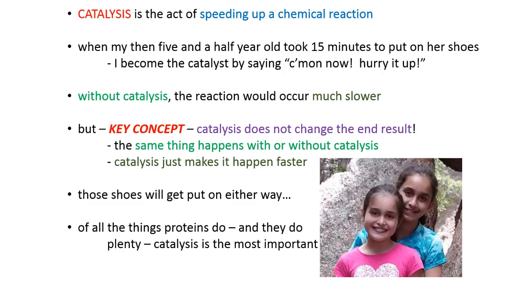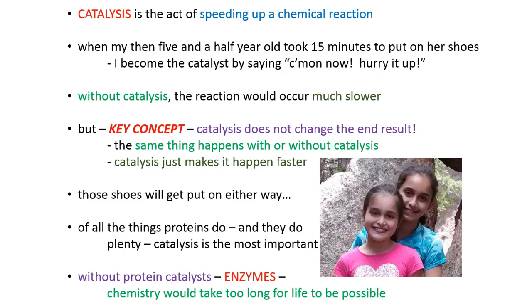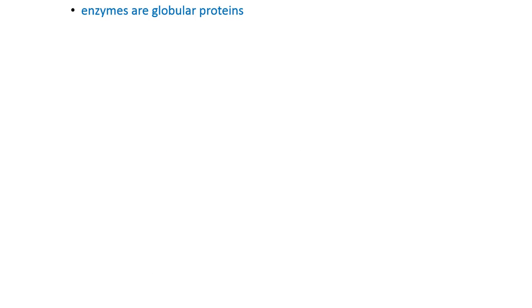So of all the things that proteins do in general, and remember we talked a little bit about fibrous proteins being structural in the last lecture series, and there are plenty of amazing things that proteins do, catalysis by protein enzymes is by far the most fascinating and the most important. Without these protein catalysts, without enzymes, the chemistry required to make life possible would simply take too long, and therefore life would not be possible. Enzymes make life possible. Enzymes are, probably not surprisingly, globular proteins.